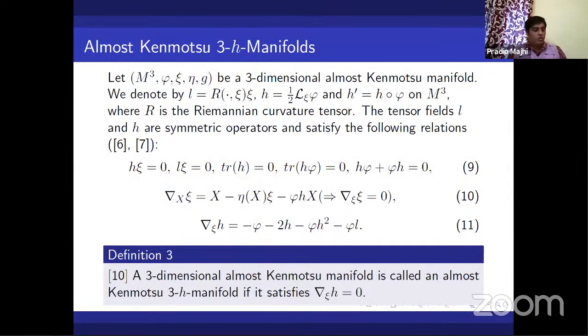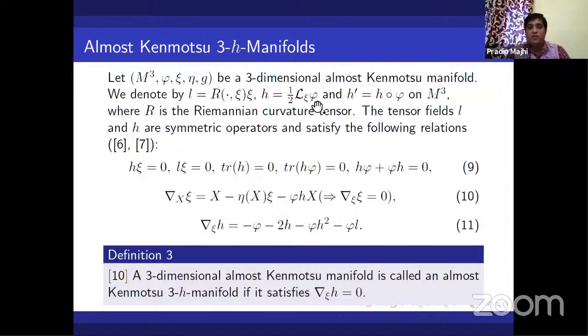Now we define some tensors, that is L, H, and H prime, on a three-dimensional almost Kenmotsu manifold. We define L equals R dot xi, where the dot means the first component varies freely. That is, L X equals R(X, xi).